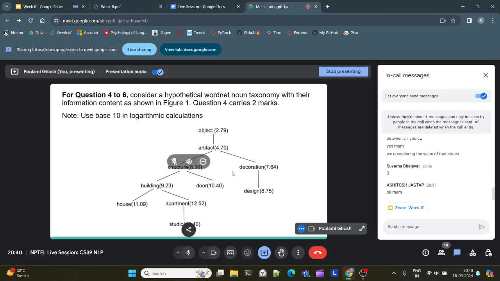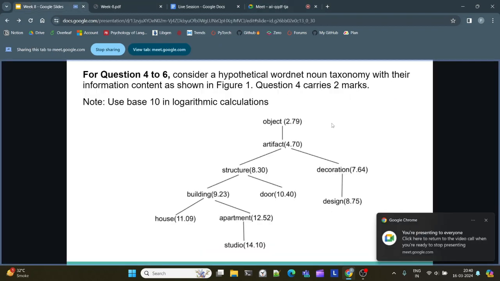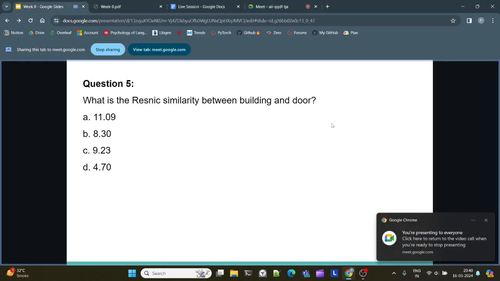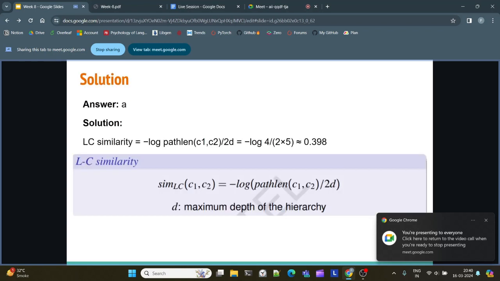Is that clear? Yes, okay. Let's go on to the next problem.